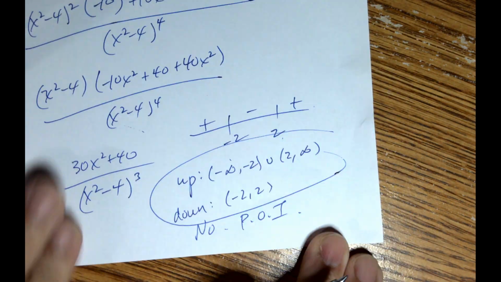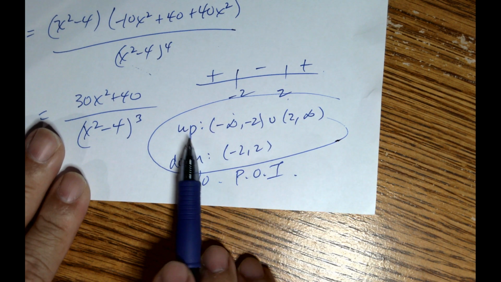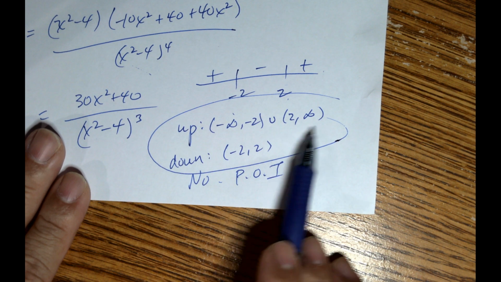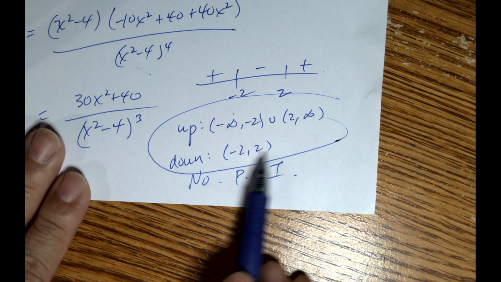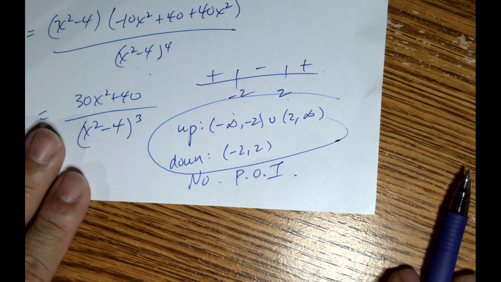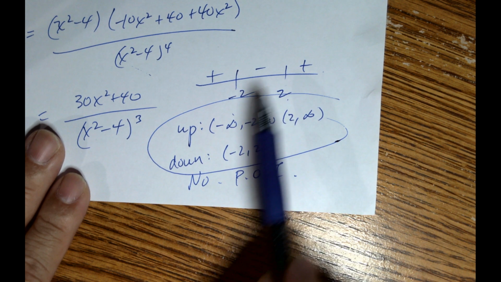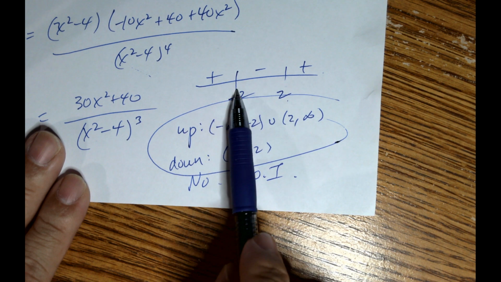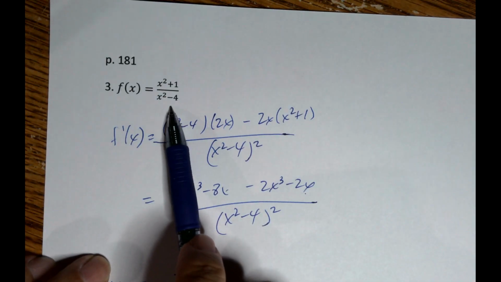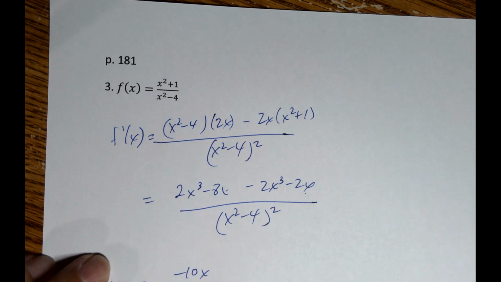Okay, so put that up. The answer was concave up, negative infinity to negative 2, and 2 to infinity. Concave down, negative 2 to 2. No points of inflection. Even though concavity changed, these are points of discontinuity, right? This has a vertical asymptote at x equals plus or minus 2. All right? All right, that's it.